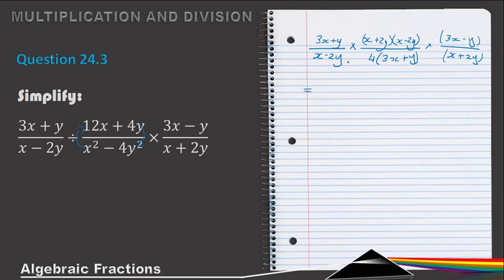Alright, so let's cancel. Here we have 3x plus y, and then x plus 2y is here, and then x minus 2y is over here and here. And then all that's left, this is just 1 times, this is just 1 over 4, and times this 3x minus y over 1, because this was also cancelled. So to multiply out, the numerators get multiplied together and the denominators get multiplied. That means we have 3x minus y over 4.